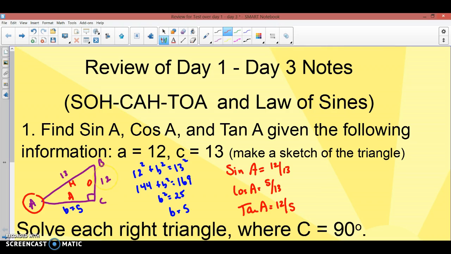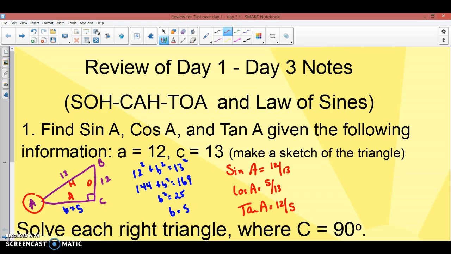Okay, so we sketch our right triangle. Remember, C is always the right angle. Then it doesn't matter where you put the capital letters A and B, but lowercase a has to be directly across from it, so that's why I put the 12 there. Lowercase c has to be across from angle C, so that's for the 13, and then we have to find b. So we use our Pythagorean theorem, a squared plus b squared equals c squared. It gives us b is 5.